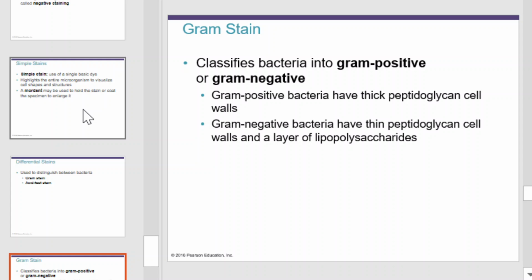Gram stain. Gram stains can be used to classify bacteria into gram-positive or gram-negative groups. Gram-positive bacteria have thick peptidoglycan cell walls. Gram-negative bacteria have thin peptidoglycan cell walls and a layer of lipopolysaccharides.